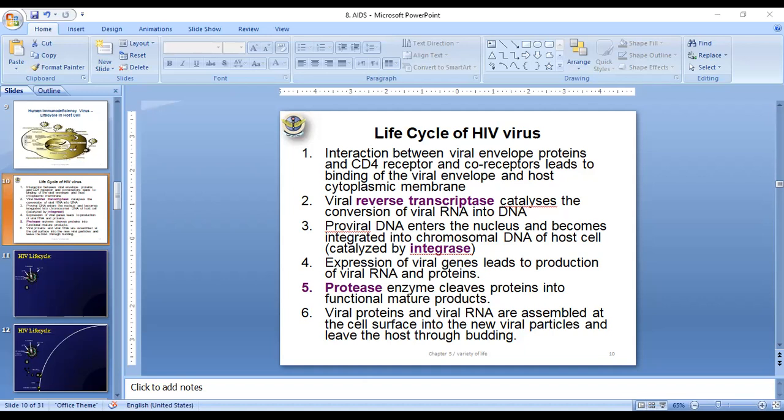The function of protease enzyme: protease enzyme cleaves, breaks down protein into functional mature products. Viral proteins and viral RNA are assembled at the cell surface into the new viral particles and leave the host during budding or during lysis.